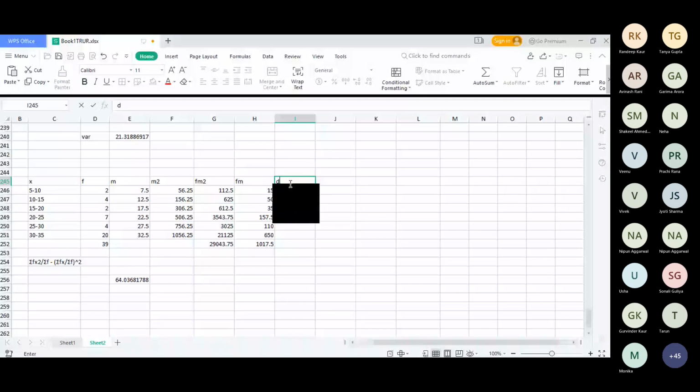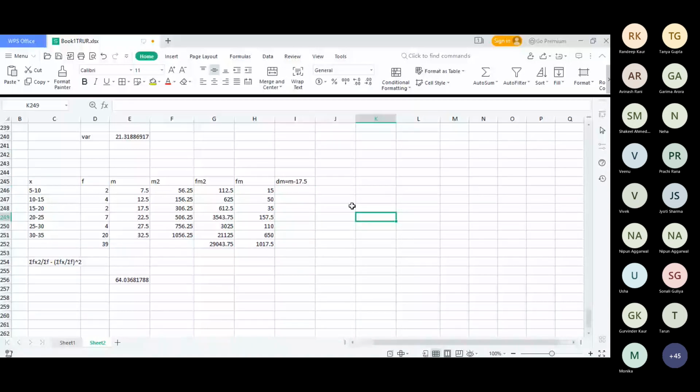So dm value becomes, let's suppose 17.5 as the assumed mean, so m minus 17.5. So if you calculate the dm value, dm is equal to m minus 17.5. So that will be the value of your dm. So these are your dm values. Now wherever there is x, it is replaced with dm. Clear? So it becomes summation of f dm square.